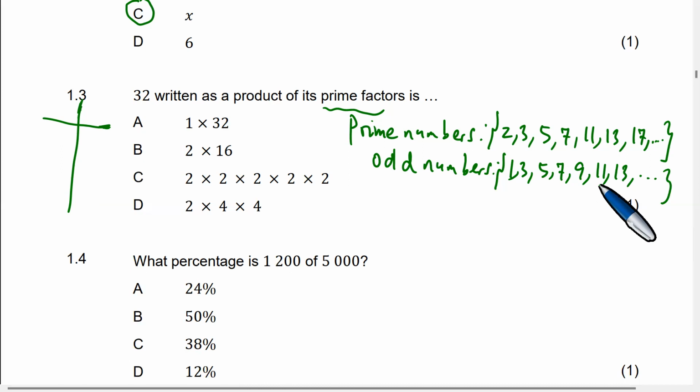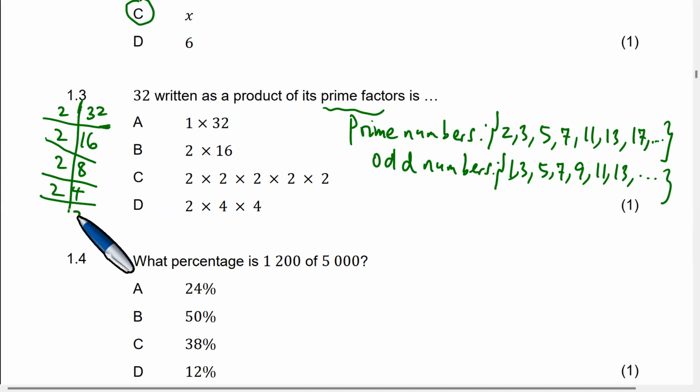Right, so if you look at the number 32, for example, if you divide 32 by 2, what do you get? You get 16. You divide 16 by 2, what do you get? 8. You divide 8 by 2, what do you get? 4. You divide 4 by 2, what do you get? 2. You divide 2 by 2, what do you get? You get a 1.